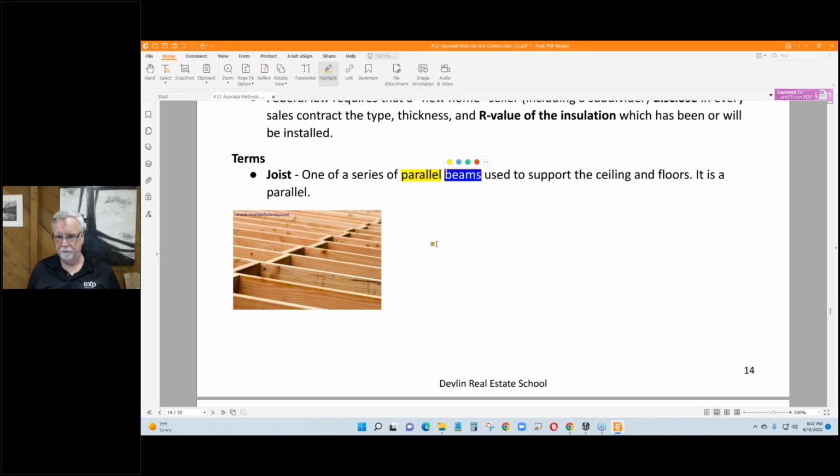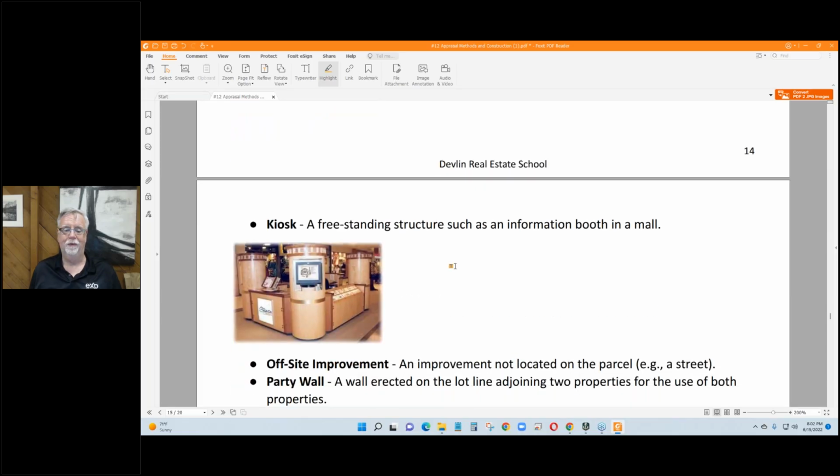Joists, as I mentioned, are parallel. They're parallel beams. Joist means parallel. That's an example of a whole bunch. It could be floor joists or ceiling joists or wall joists. It's a whole bunch of them.